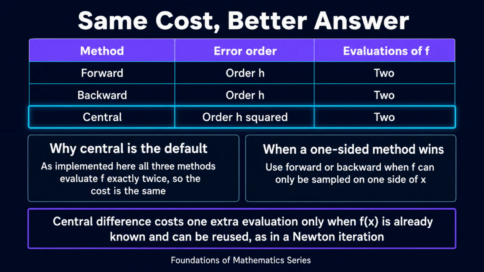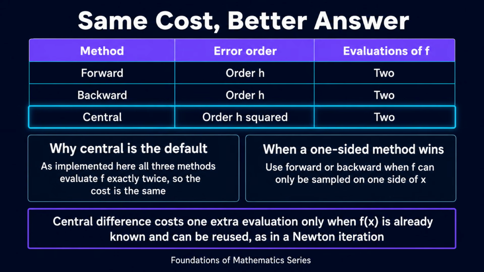It does not. As implemented here, all 3 methods evaluate f exactly twice per derivative, so the cost is the same. Forward evaluates f at x plus h and at x. Backward evaluates f at x and at x minus h. Central evaluates f at x plus h and at x minus h, 2 evaluations each, and one of them buys you an extra order of accuracy for free.